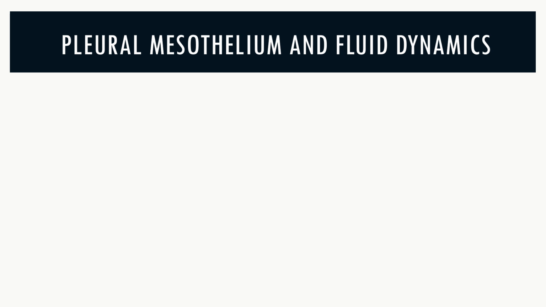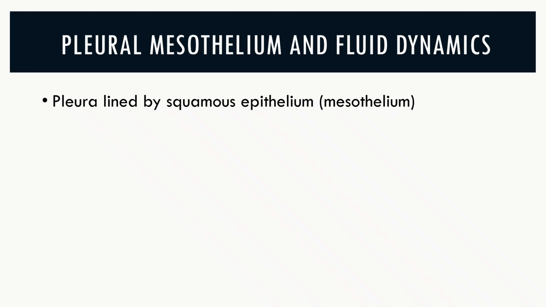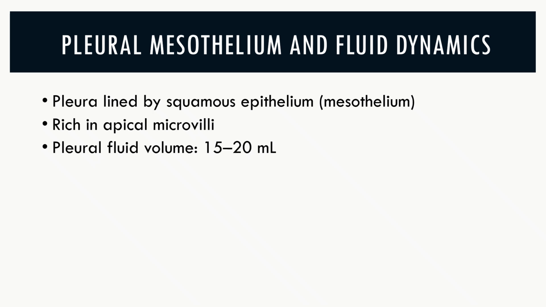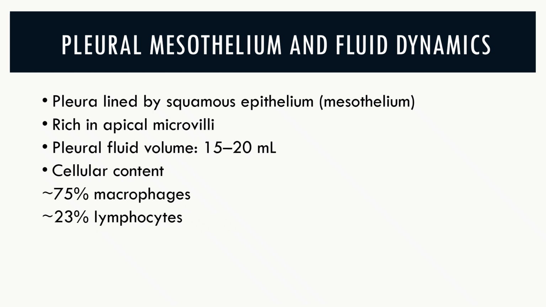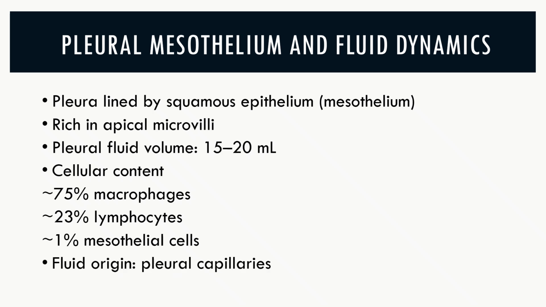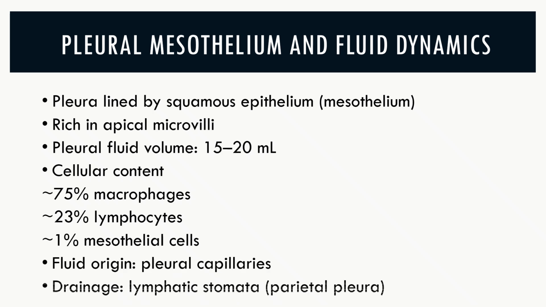Pleural mesothelium and fluid dynamics. Both pleural surfaces are lined by a squamous epithelium known as mesothelium. These mesothelial cells are rich in apical microvilli. The total volume of pleural fluid is approximately 15 to 20 milliliters. The fluid contains mainly macrophages, followed by lymphocytes with a small proportion of mesothelial cells. Pleural fluid is formed from pleural capillaries and it is drained primarily through lymphatic stomata in parietal pleura.